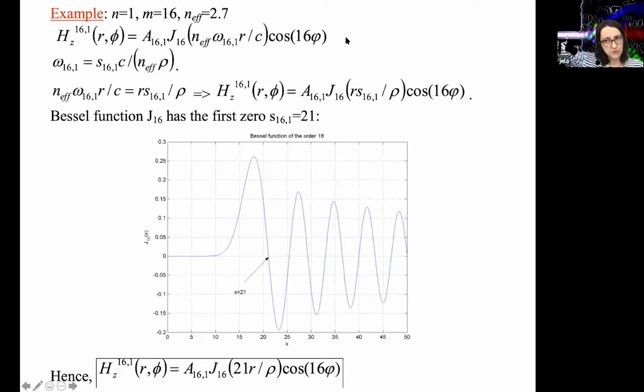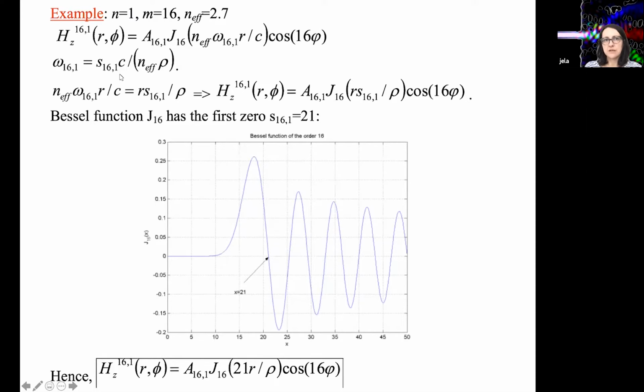given here. So this is what we just found. And here I picked to work in the standing wave basis, right? So let's say I pick cosine of 16 phi. You can also write sine of 16 phi, doesn't matter. It's just a rotation relative to the cosine mode. And the radial part of the distribution is just a Bessel function, right? With the argument that is given here. So the effective index, which we found is 2.7, r is the radial coordinate, and omega 16.1 is the frequency. And omega 16.1, the frequency of that mode, we know could be found from this expression.